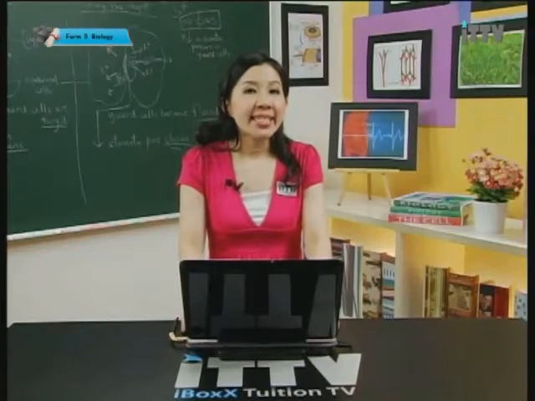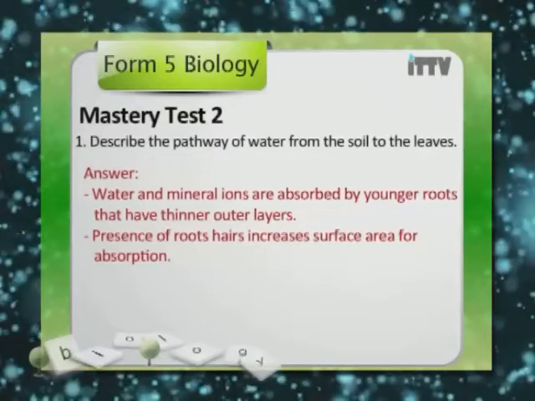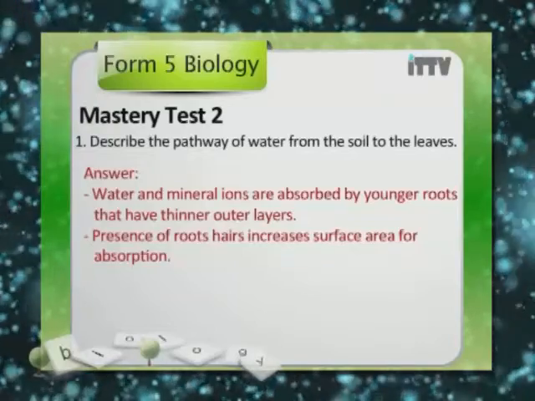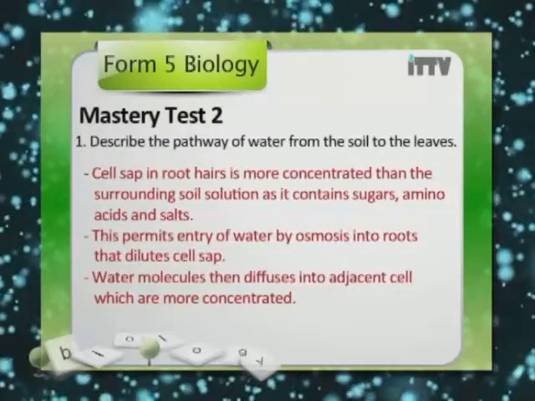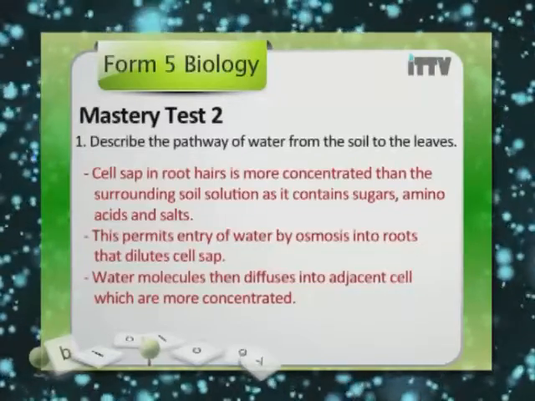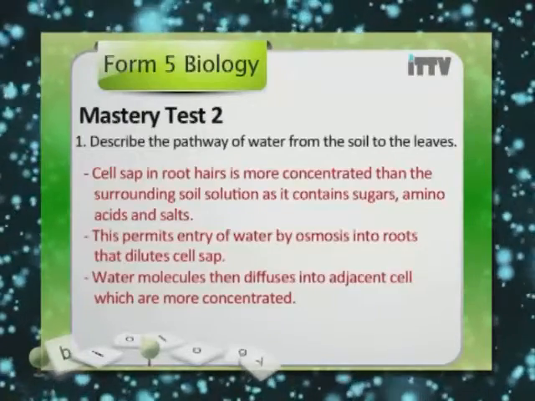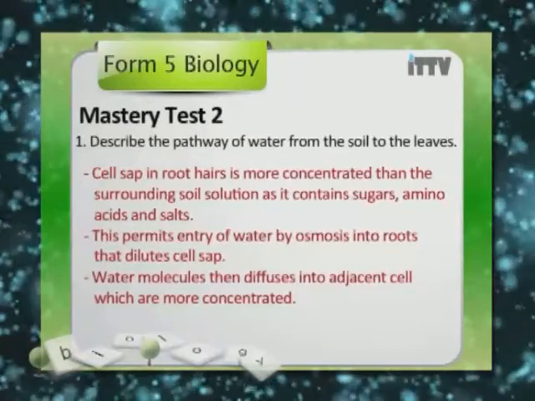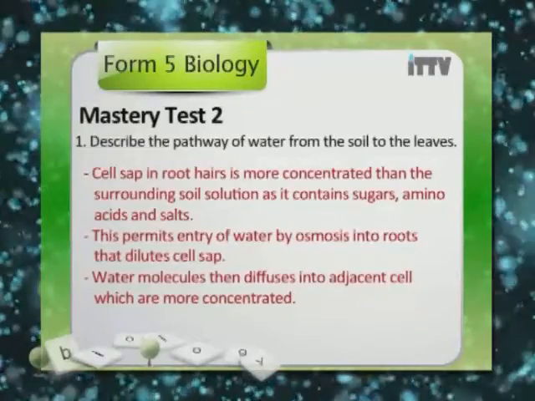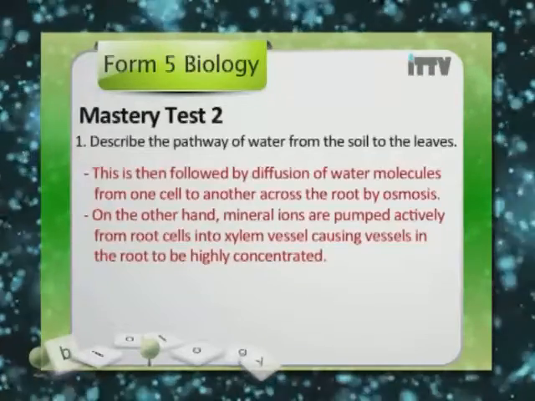Certain key sentences that have to be there would be: water and mineral ions are absorbed by younger roots that have thinner outer layers. Presence of root hairs increases surface area for absorption. Cell sap in root hairs is more concentrated than the surrounding soil solution as it contains sugars, amino acids and salts. This permits entry of water by osmosis into roots that dilutes cell sap. Water molecules then diffuse into adjacent cells which are more concentrated. This is then followed by diffusion of water molecules from one cell to another across the root by osmosis.